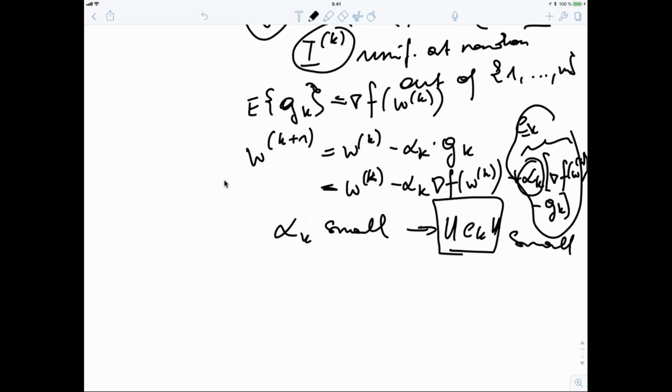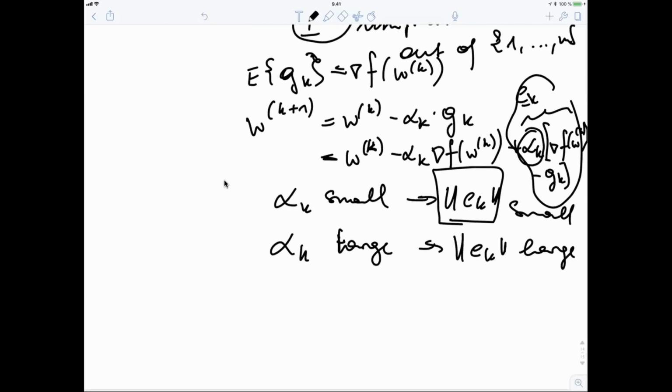But we should also not make alpha k too large, because if we make alpha k too large, then also the error will be large. So again, there's a trade-off. And what is your guess? How could we choose alpha k? What would be a useful choice for the step size?